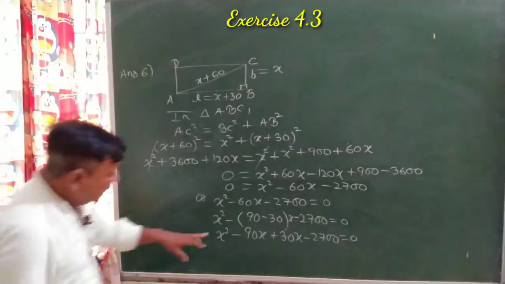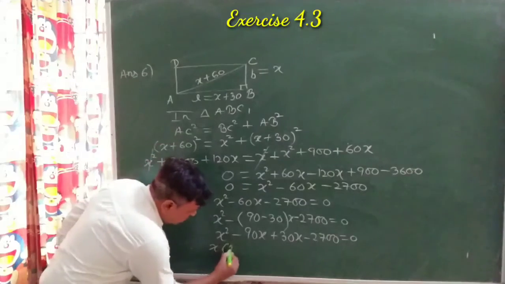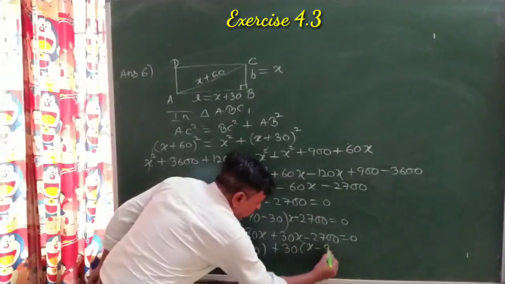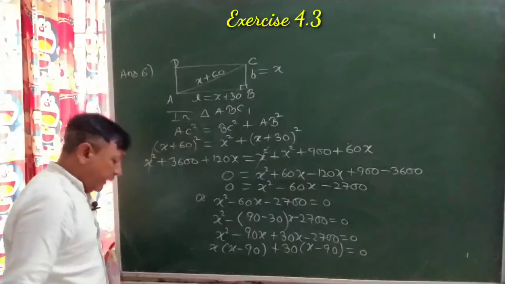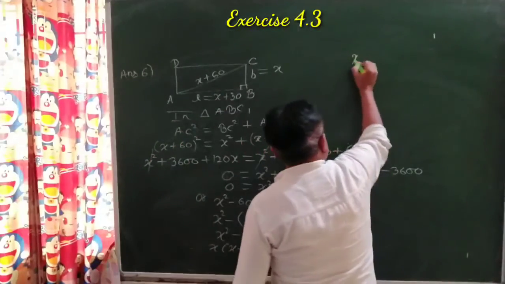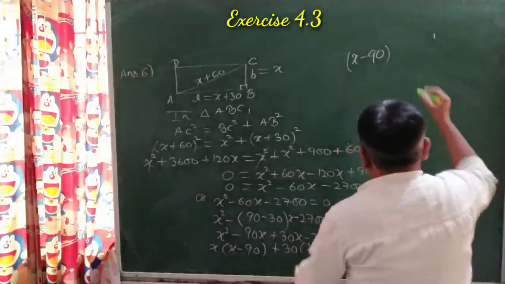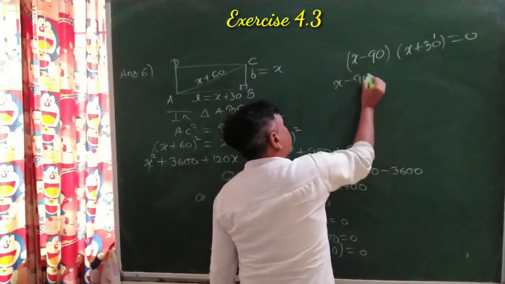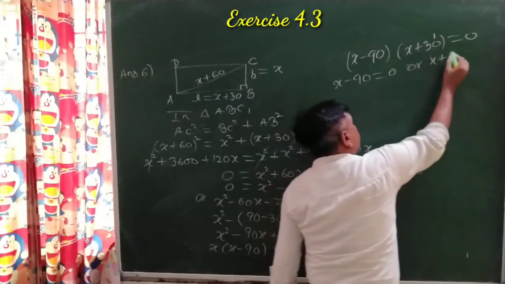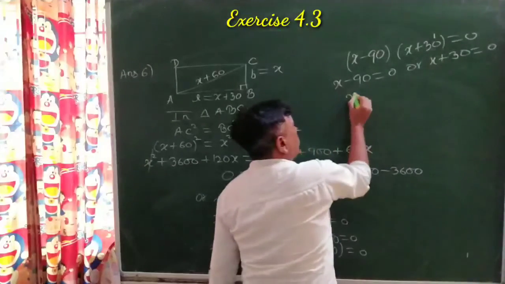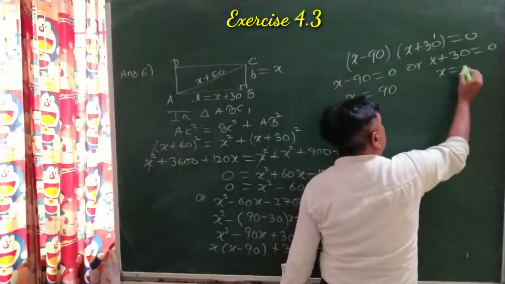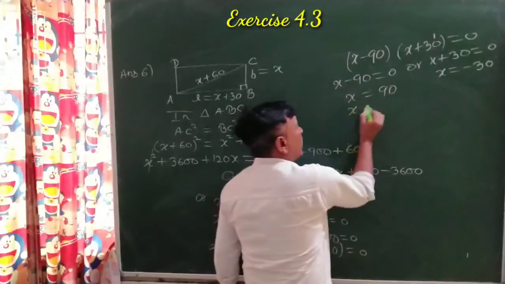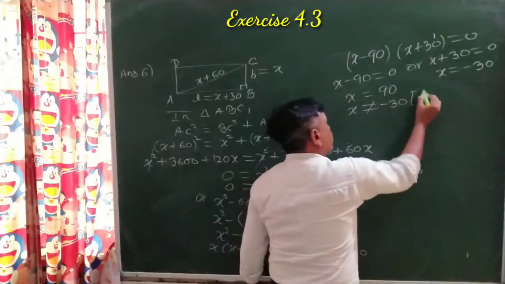Now we have to take common from here. x(x − 90) + 30(x − 90) = 0. So x minus 90 is common again, and here also x plus 30 equals 0. It means x minus 90 equals 0 or x plus 30 equals 0. So x will be 90 or x will be minus 30. But we all know that length cannot be negative. It means x cannot be minus 30.